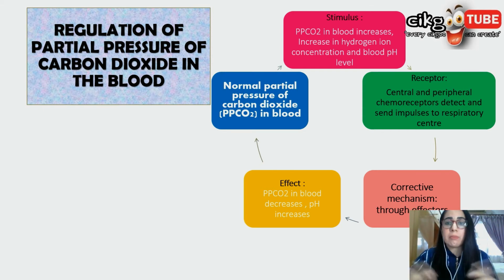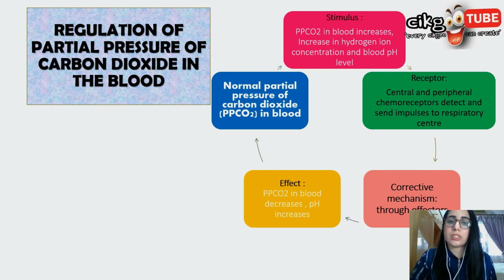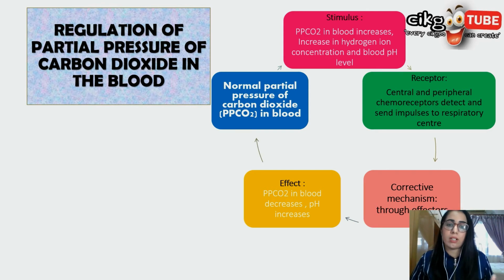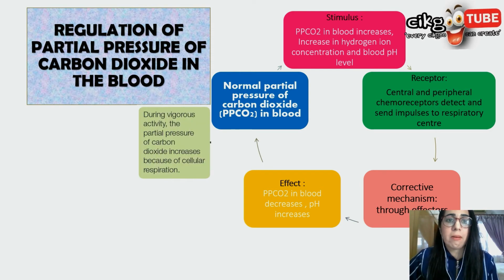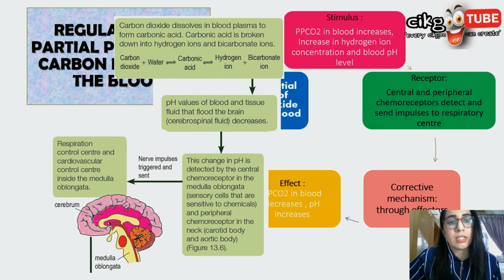Now, the same concept again. There is a normal level, and we have stimulus, receptor, a corrective mechanism, and the effect to either increase or decrease the partial pressure of carbon dioxide back to normal. Now, let's say during vigorous activity, the partial pressure of carbon dioxide increases because of cellular respiration.